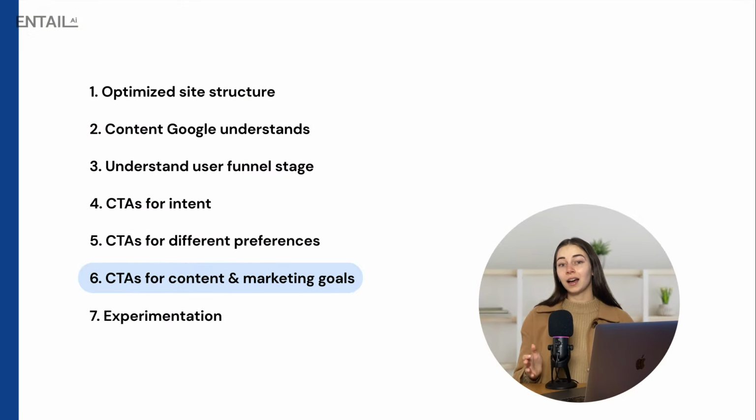Strategy number 6 is align your content and marketing goals. When selecting your CTAs, ask yourself, what marketing goal is most relevant to this piece of content, and what value proposition can bridge the gap between my content and reaching those marketing goals? Your value proposition is usually the copy that you use when creating your CTA.